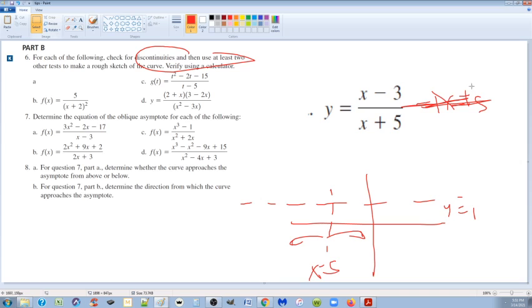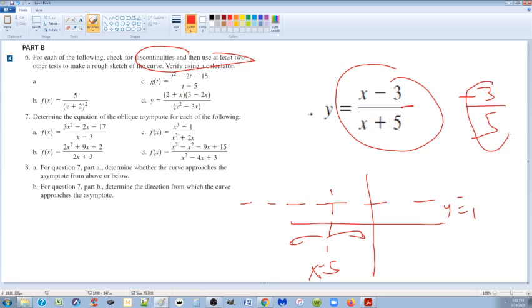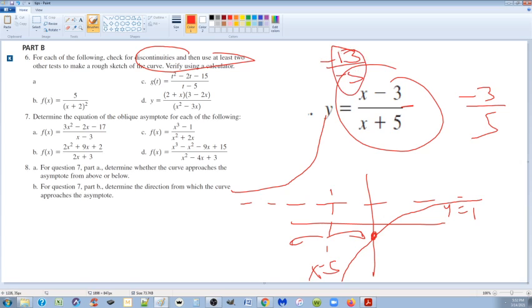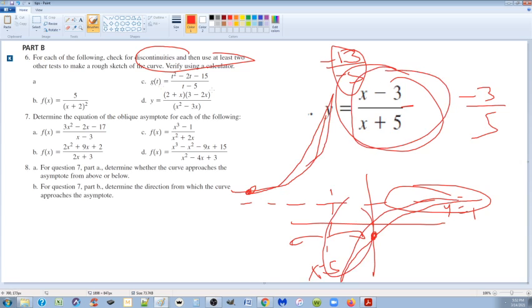So that means it's only going to be on this side or that side. So let's take a 0. Let's use 0. So you get minus 3 over 5, which means over here at 0, it's minus 3/5. So it's right down there, which means I'm dealing with something like that. Just to make sure, let's take minus 10. So you're dealing with minus 13 over minus 5. That's a positive number, and it's above my horizontal asymptote. It's about 2. I don't need to test near the asymptote for things like this because I know how it's going to behave.